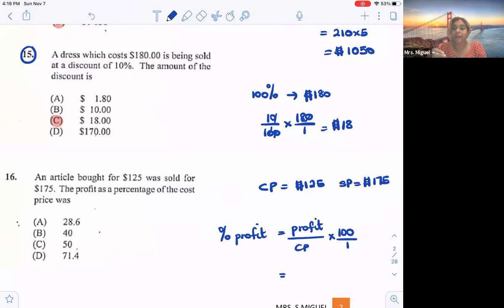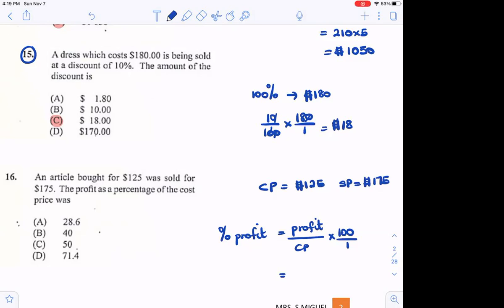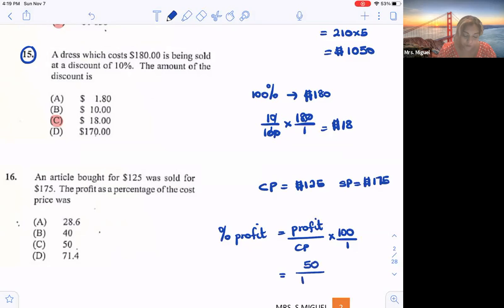So if you buy an item for $125 and you sell it for $175, therefore the difference in the two values is your profit. So how much is the profit? You buy an item for $125 and you sell it for $175. How much is the profit? It's $50. 50 over 125 multiplied by 100 over 1, right?